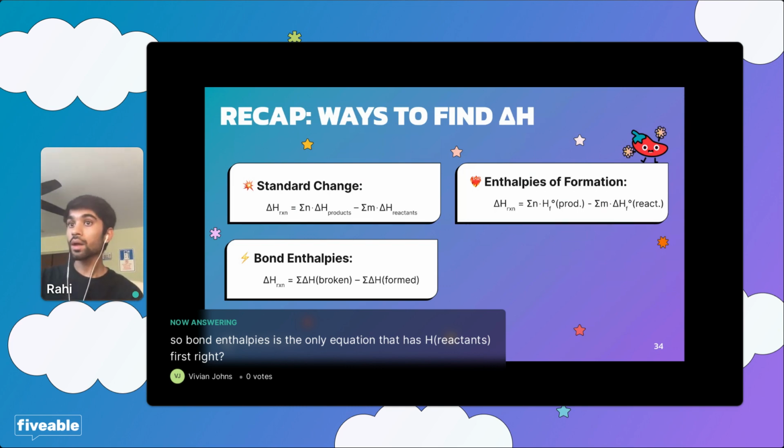Bond enthalpies. Yeah, the broken reactions. Yes. Essentially, yes. However, I would remind you that as opposed to broken bonds, for AP Chem, yes, that's cool. If you do chemistry past AP Chem, you're going to realize that's not exactly true. But for your purposes of understanding right now, the bonds broken are effectively the reactants, so yes, that would be first. Yeah.